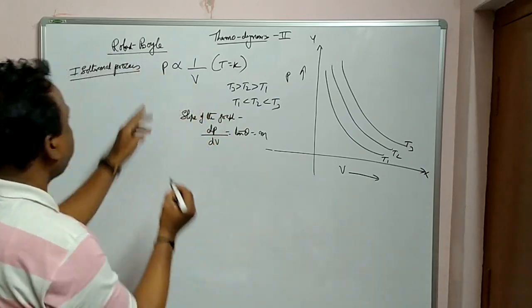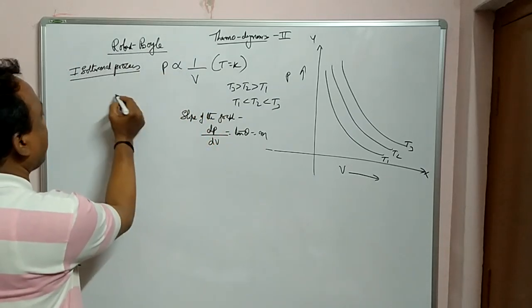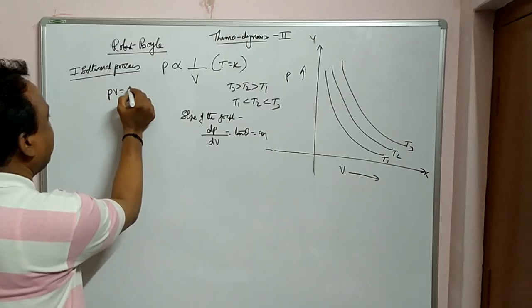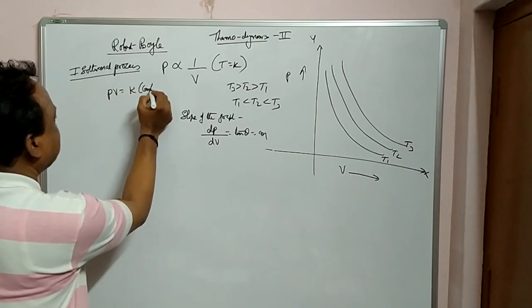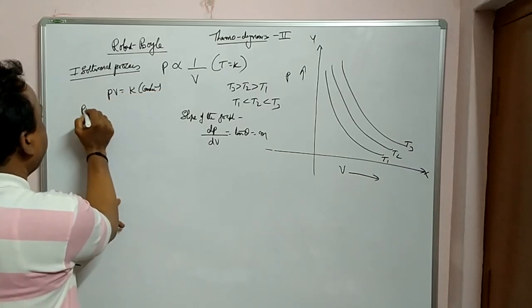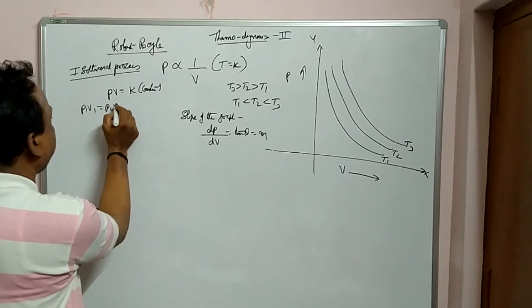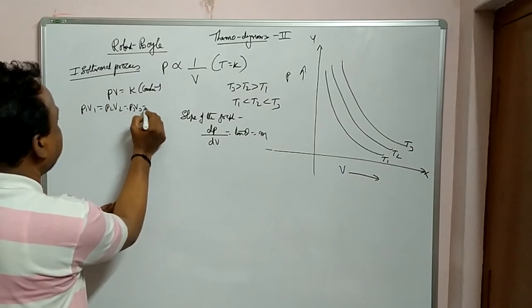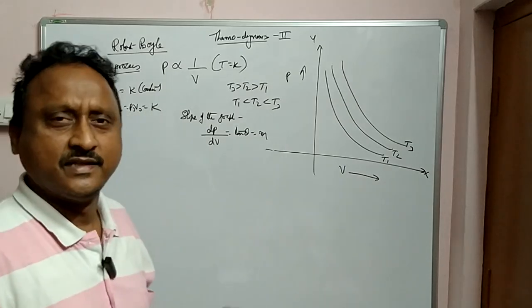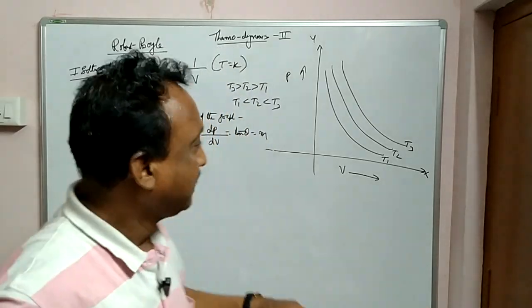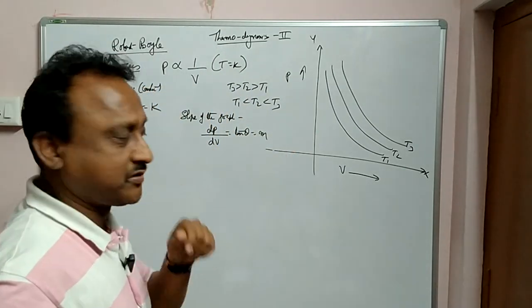So what is Boyle's law actually? P inversely proportional to V, అంటే అర్థం ఏంటి? PV is equal to constant, లేదా P1 V1 is equal to P2 V2 is equal to P3 V3 is equal to constant. This is the statement given by Boyle. So ఇందులో నుంచి మనం స్లోప్ ఎలా కట్టొచ్చు?